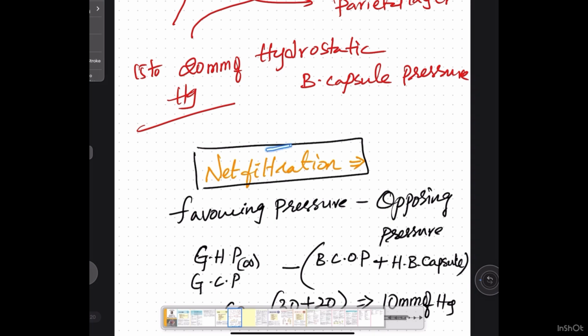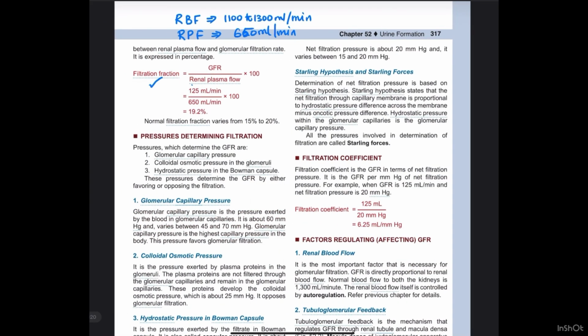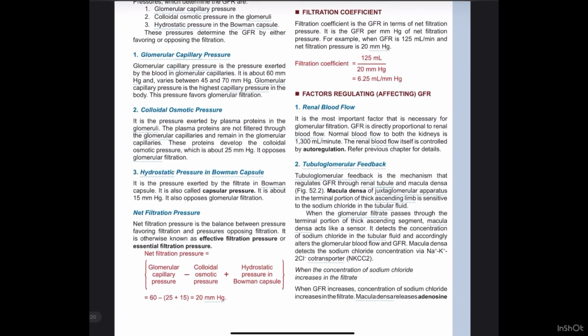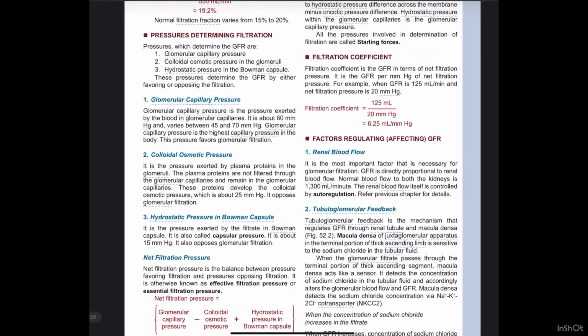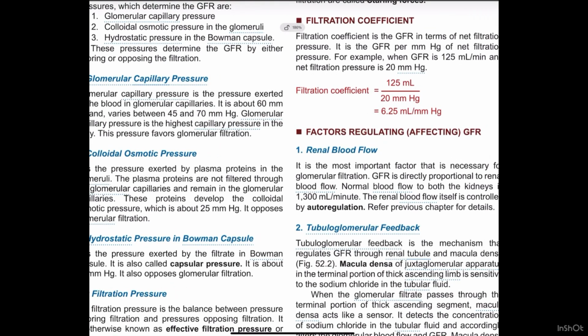Got it? Very good. Now we go with your content. Content we will read, so you will understand clearly. Now let us go to the content. Now you can see here, the glomerular capillary pressure. Glomerular capillary pressure is the pressure exerted by the blood in the glomerular capillaries. It is about 60 mm of Hg. Okay, it may vary from 45 to 70 mm of Hg.